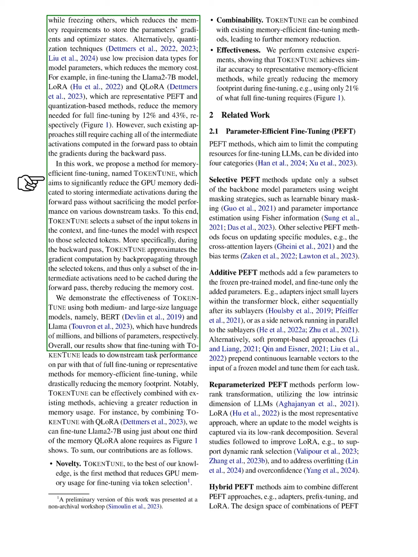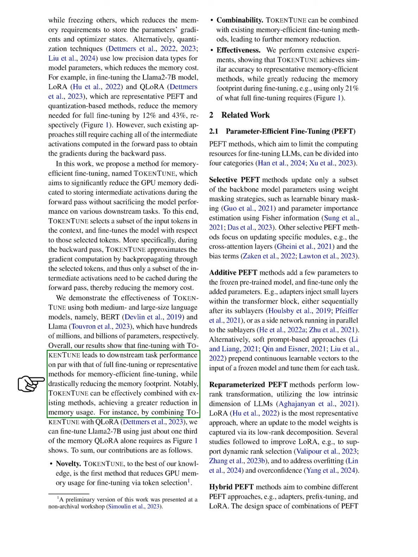We demonstrate TokenTune's effectiveness with both medium and large language models, such as BERT and Llama, which have hundreds of millions to billions of parameters. Our results indicate that fine-tuning with TokenTune achieves performance comparable to full fine-tuning or other memory-efficient methods while significantly lowering memory usage. Notably, TokenTune can be combined with existing methods for even greater memory savings.